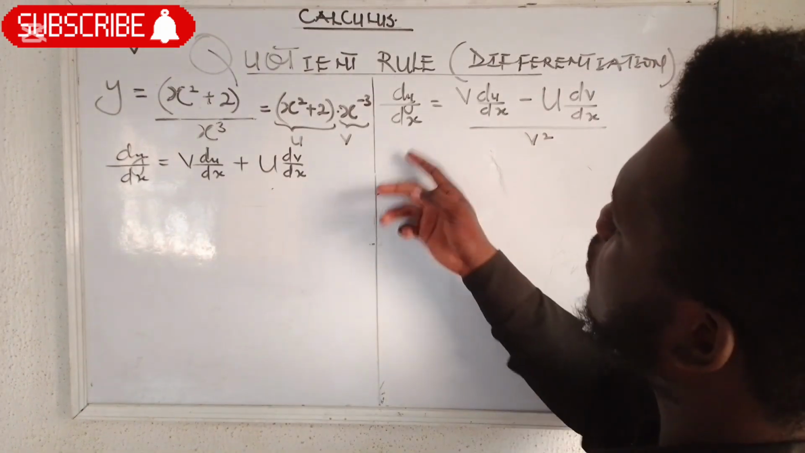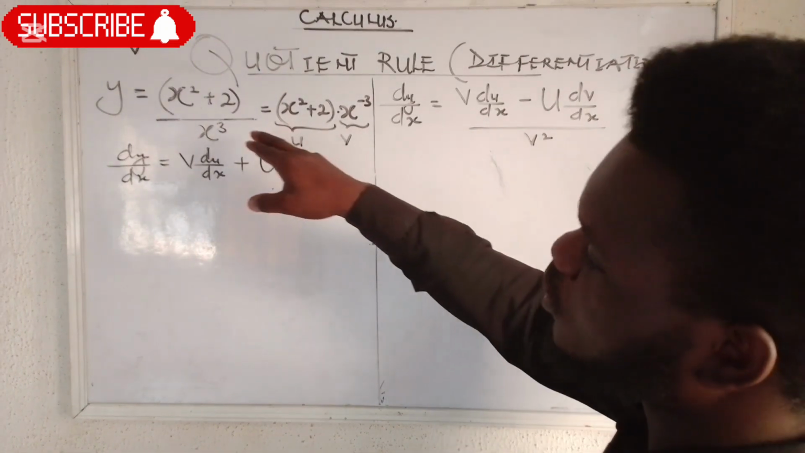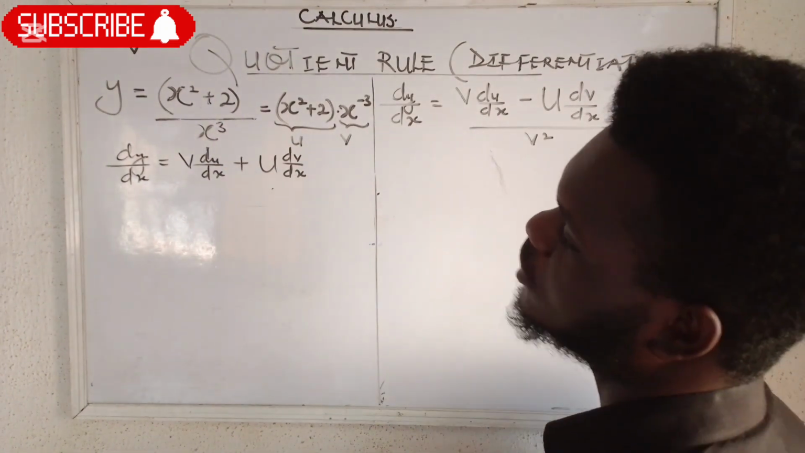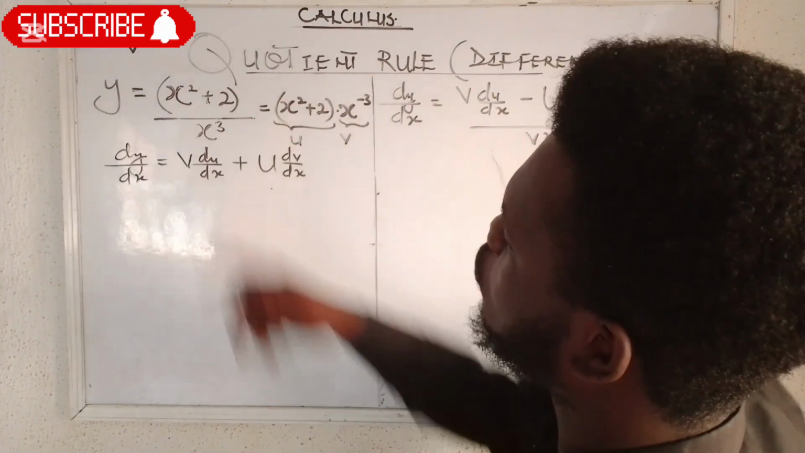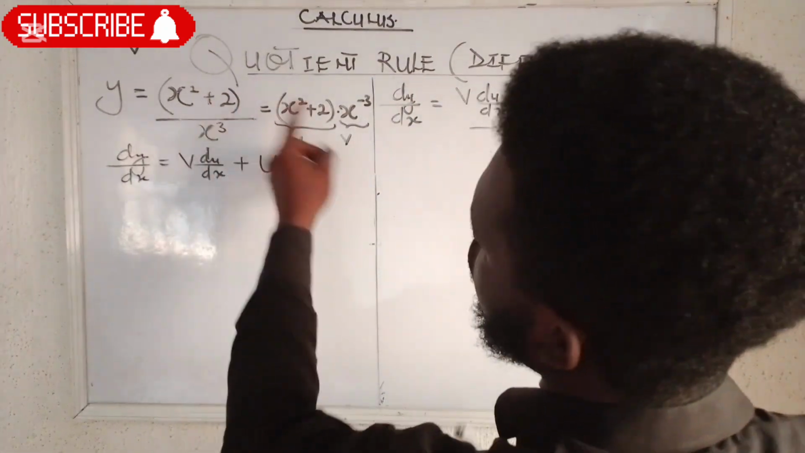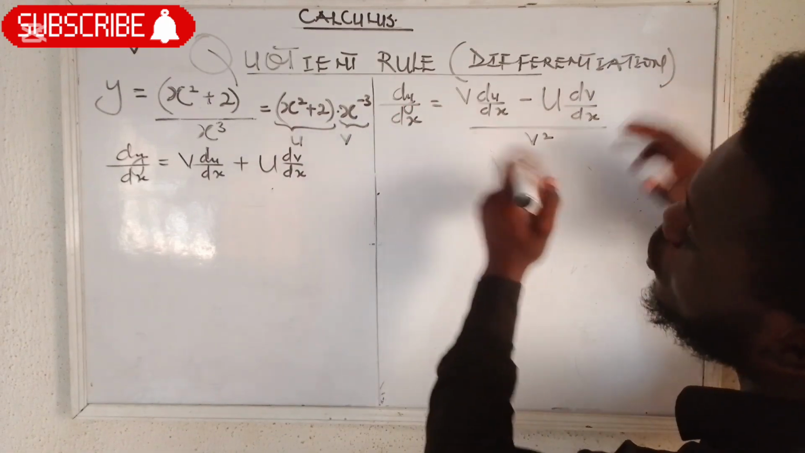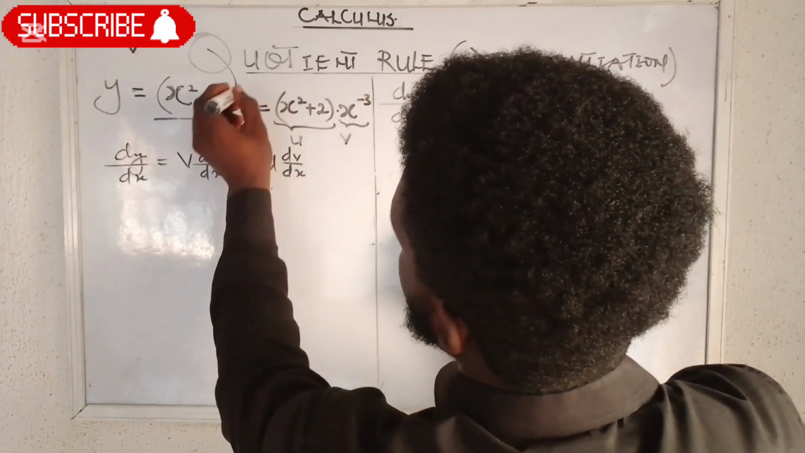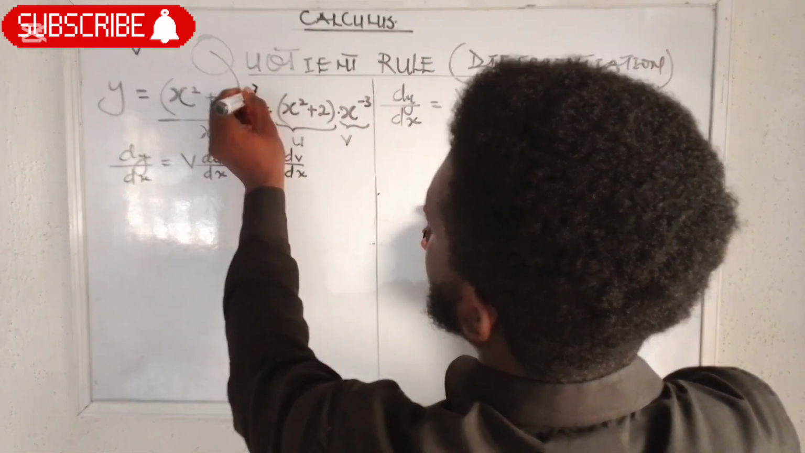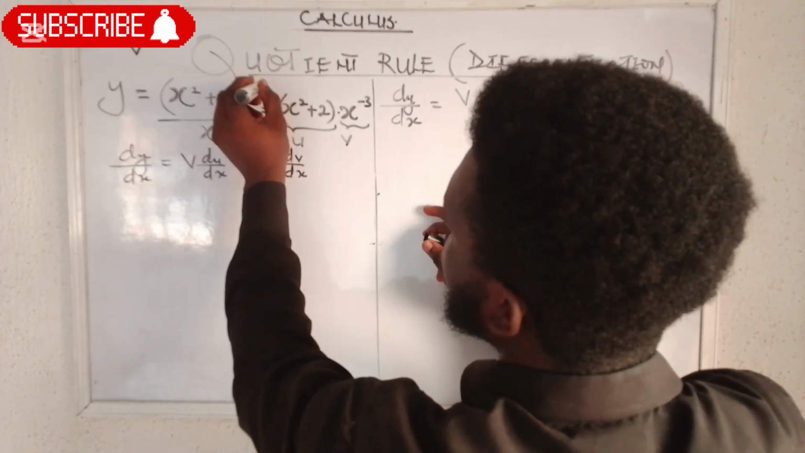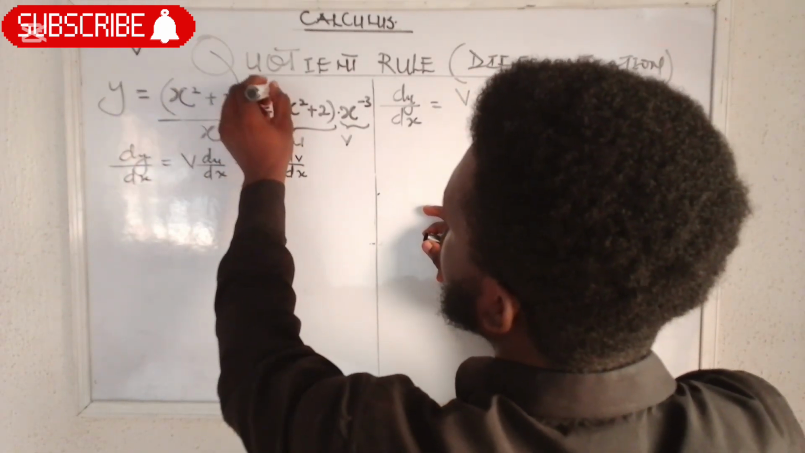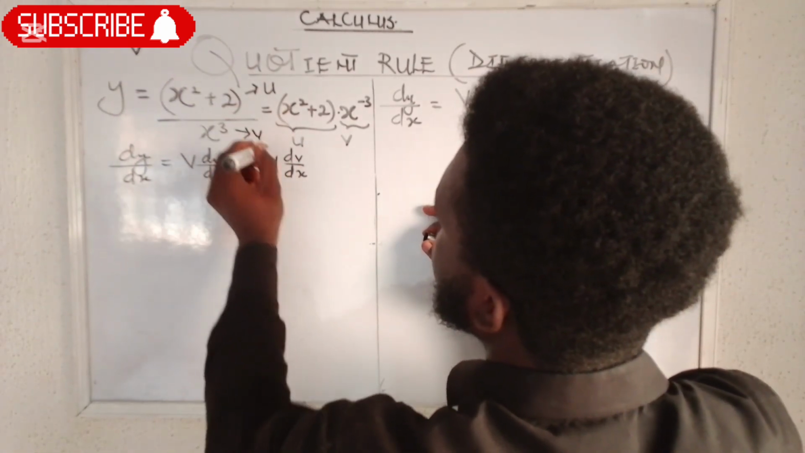So let's see how the product rule is going to provide a solution to this particular question. Let's see what we can do to bring out the answer to this question. Okay, now this is for the quotient rule. I'm going to use the quotient rule first before I use this other rule. So this is the u and this is the v.